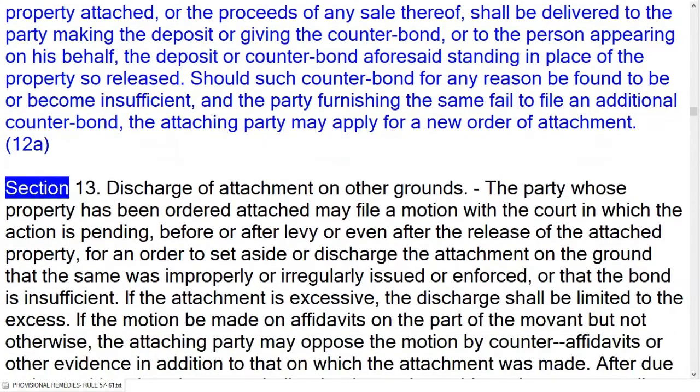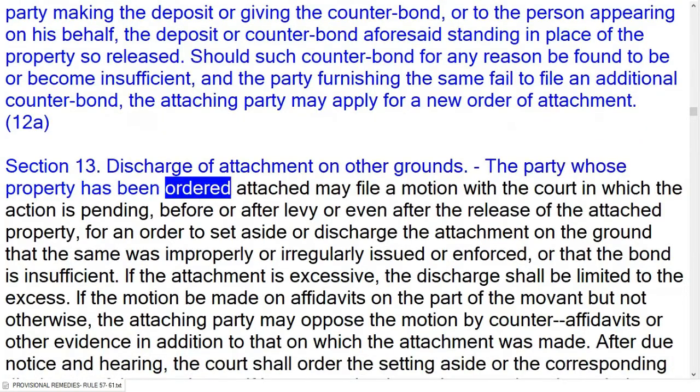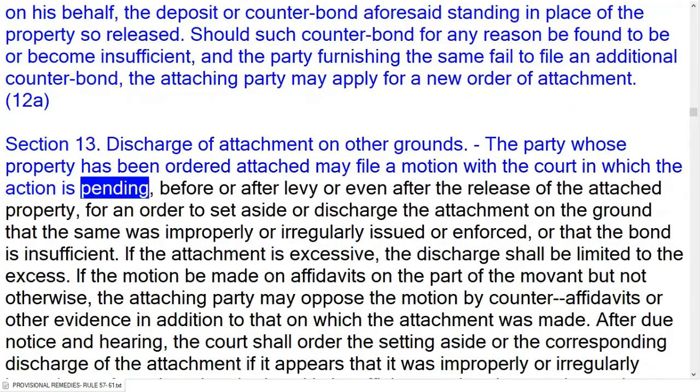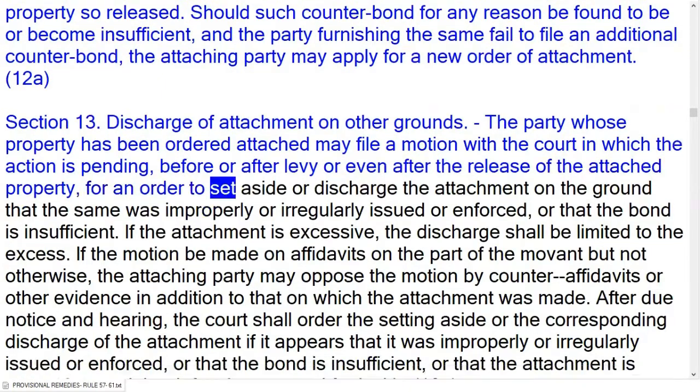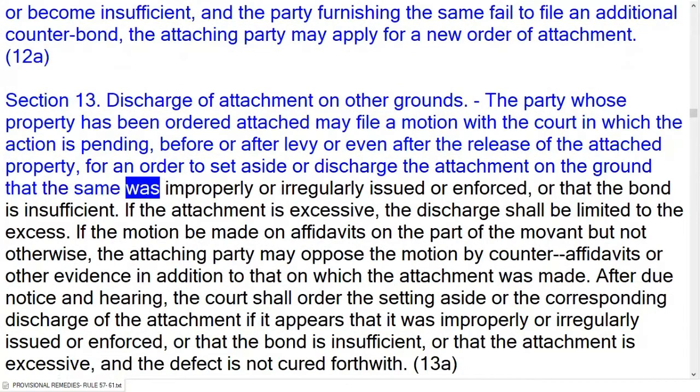12a. Section 13. Discharge of attachment on other grounds. The party whose property has been ordered attached may file a motion with the court in which the action is pending, before or after levy or even after the release of the attached property, to set aside or discharge the attachment on the ground that the same was improperly or irregularly issued or enforced, or that the bond is insufficient.